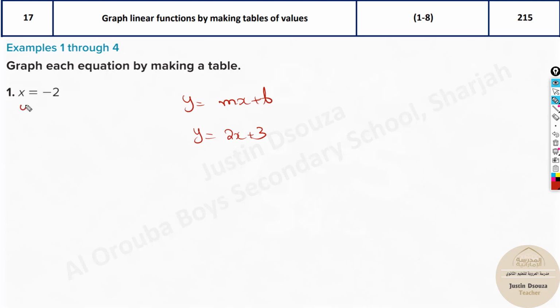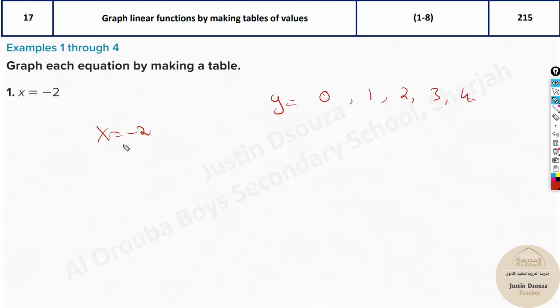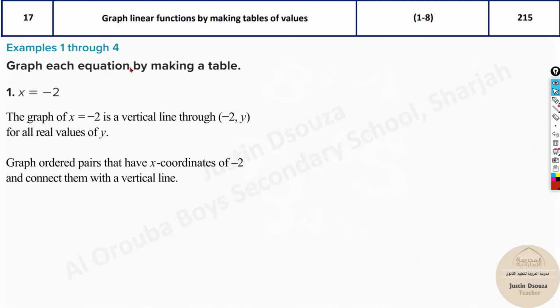But now look here, there is no y term at all. What does that mean? This means it's only x equals negative 2, right? So it doesn't matter what y value you assume: 0, 1, 2, 3, 4. Usually we assume x values, but here x is already specified. So it doesn't matter which y values you assume, the x remains constant. In the sense, if I make a table now, because the table is already made, let's just see it over here.